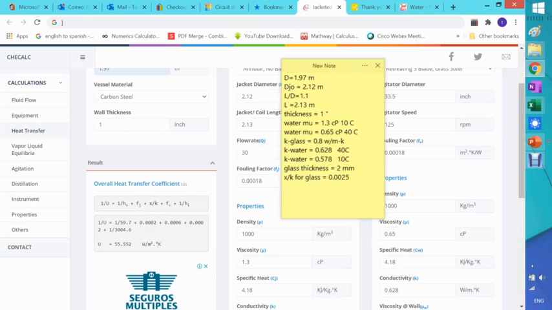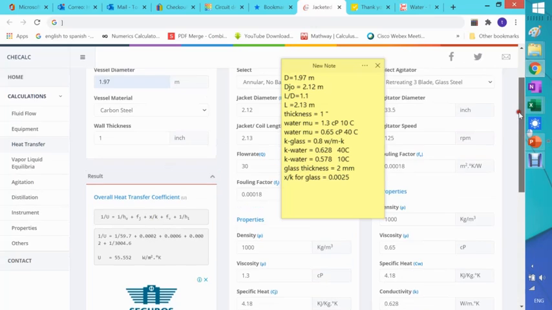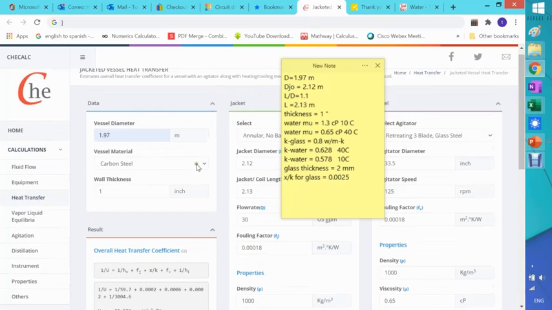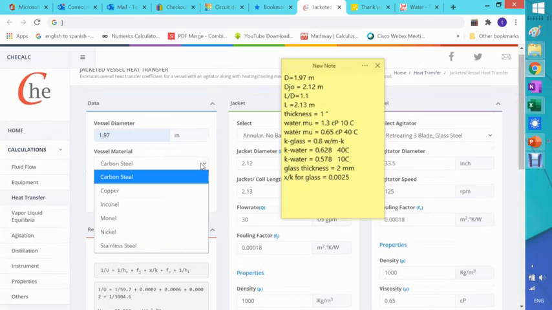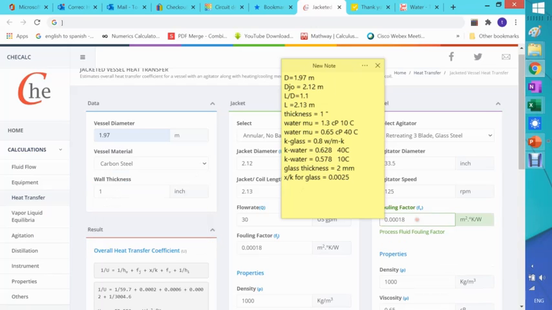Now, here's the story. This website doesn't have an option for glass lined reactor, but that would be easy. It's like adding another resistance value. But there's no way here that I can add it. But you have the fouling. Let's say that the actual fouling, this is a glass lined reactor.